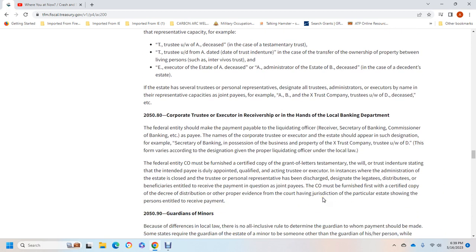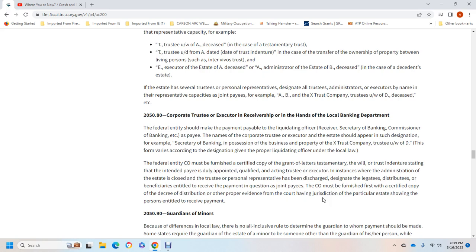Federal entity with the chief officer must furnish a certified copy of the grant letter for the testamentary, the will, or the trust indenture, with the duly appointed and qualified acting trustee, executor, administrator, personal representative, and discharge of the designated legatee, distributed to the beneficiaries until receipt of the payment in question.